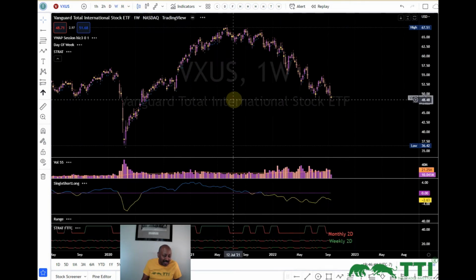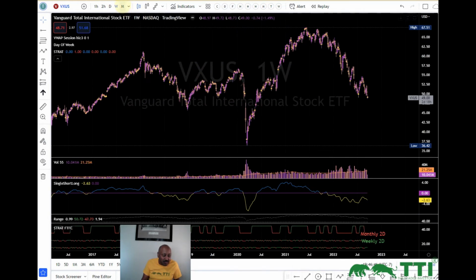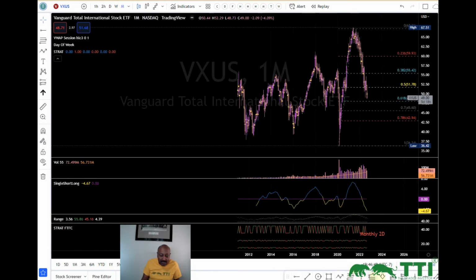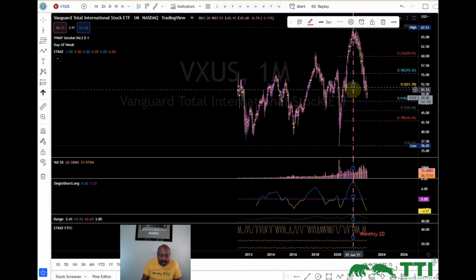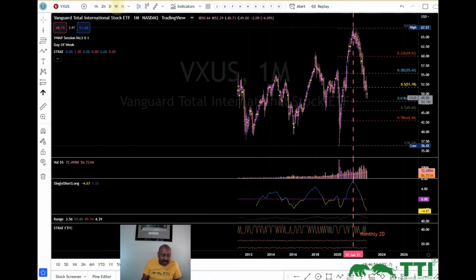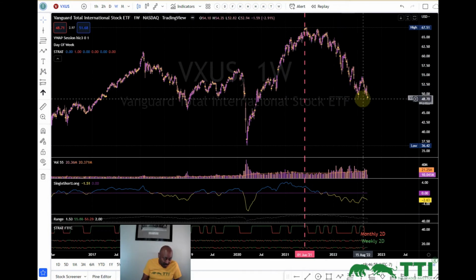So how do we take advantage of that move? The moves that started here. How do we take advantage of this move?